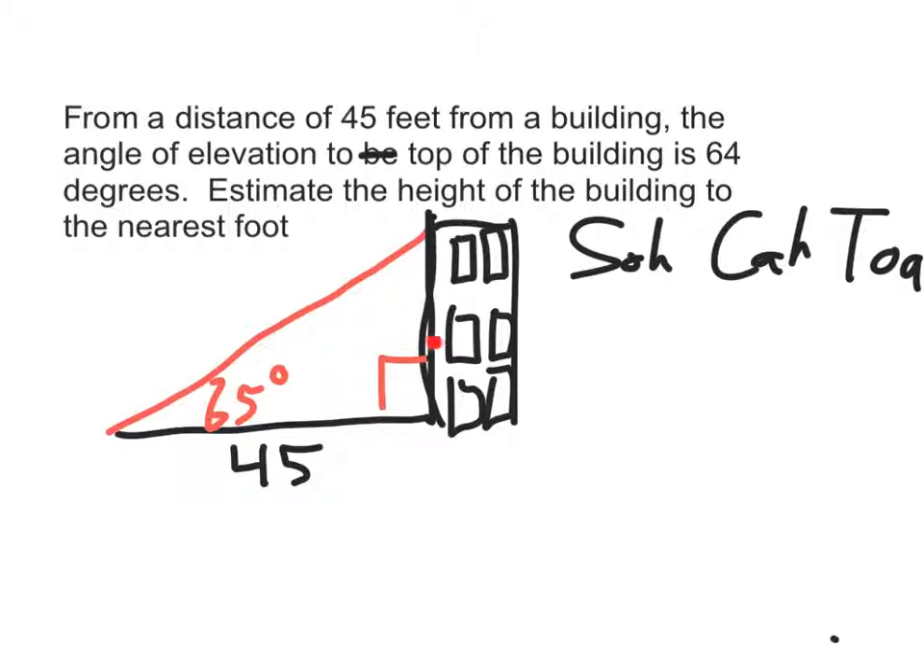So we're trying to find the opposite. And the hypotenuse is always across from the right angle over here. We don't have the hypotenuse. That's not going to really help us out right now. So forget about sine. Our ratio we need is tangent.